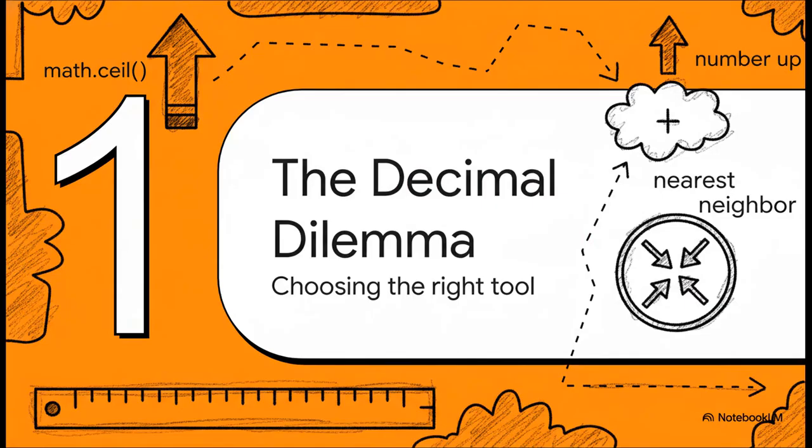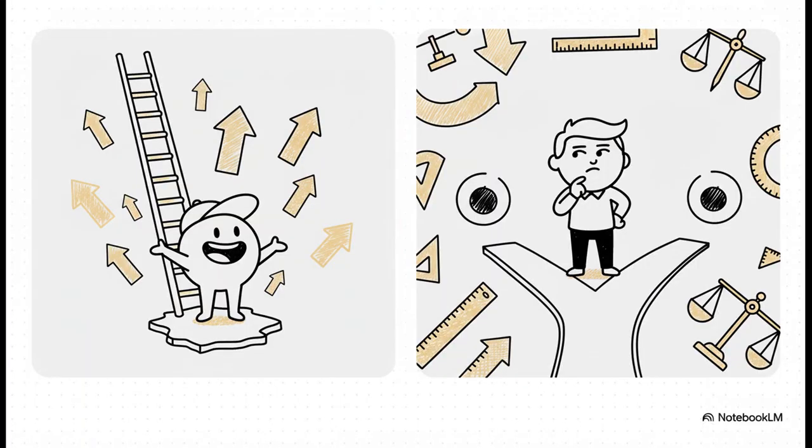And this brings us to what I like to call the decimal dilemma. You've basically got two main tools for this in Python, one that forces a number up and another that just finds its nearest neighbor. Knowing which one to pick is absolutely crucial. So on one side, you have math.ceil. Think of it as this uncompromising optimist. It always looks up. Then on the other side, you've got the built-in round function. It's the pragmatist, just trying to find whatever's closest. Two very different philosophies for handling the same problem.